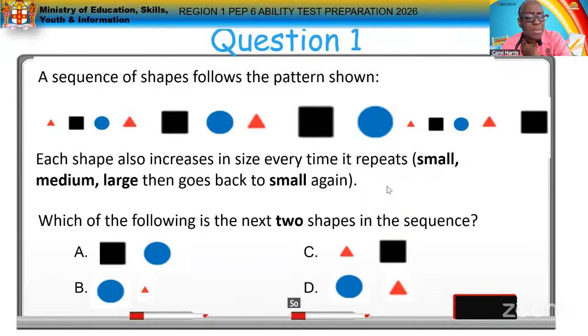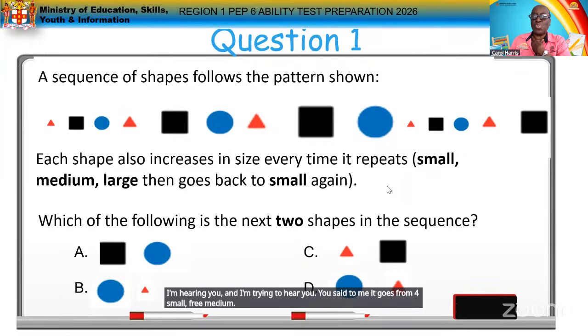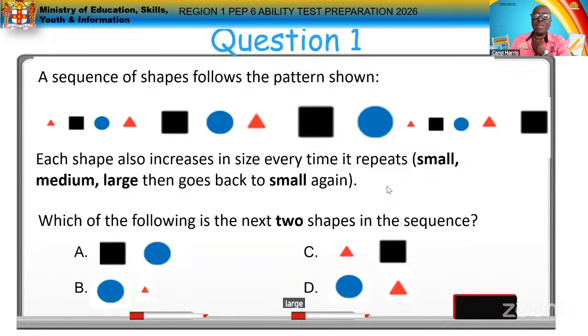So it goes from 4 to 3 to 2. So in each, the pattern is, it goes from big to small, and each time one shape is subtracted. I mean small to big. Are you hearing us? I don't think she's hearing us. I'm trying to hear you. You said to me it goes from 4 small, 3 medium, and then 2 large. So where are the 4 small? I see 1, 2, 3 small. Where are the 4 small?